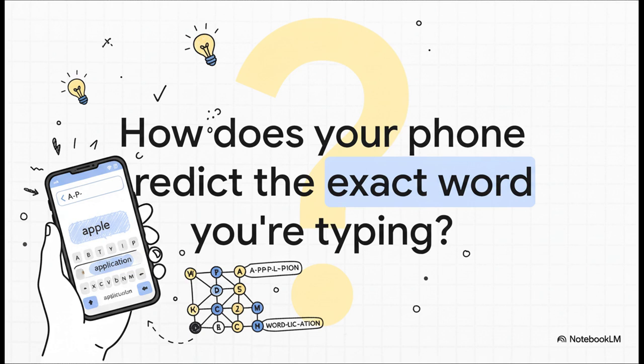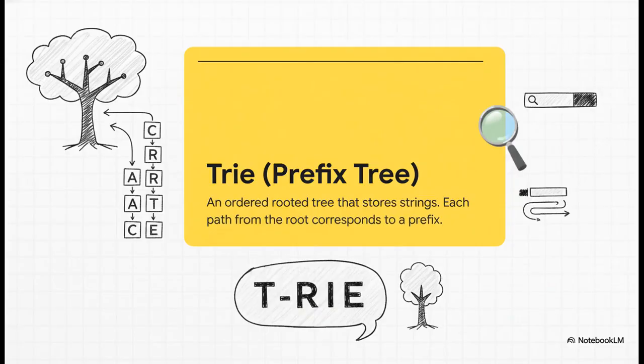But it's not magic, it's just a really, really clever data structure doing its job. By the time we're done here, you'll know exactly how it works. And the solution to that whole instant suggestion puzzle? It's the trie. That's spelled T-R-I-E, but, and this is important, it's pronounced tree, just like the one in your backyard. And it's built for one thing, handling strings and their common starting letters, or what we call prefixes.